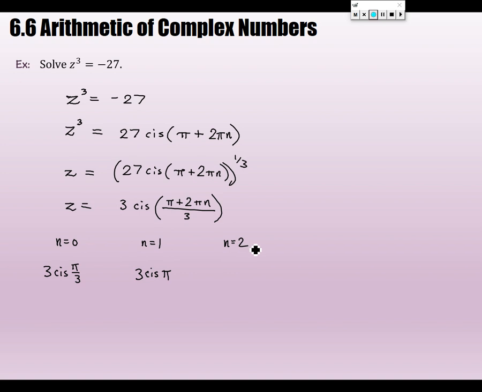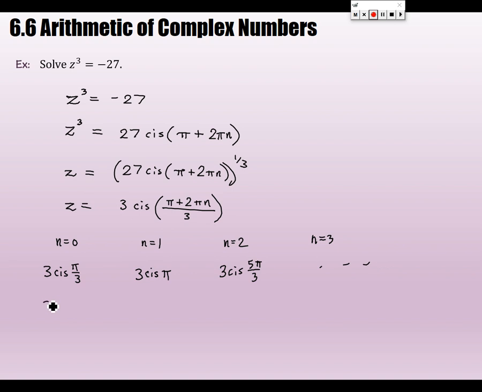n equals 2, we should do as well. What do we get there? 3 cis 5 pi over 3. And if you do n equals 3, what do you get? 7 pi over 3. But what's that? That's just coterminal to the original one. So you can keep doing them, but you'll just get the same answers. Okay, that's good. We only expected 3. That's all we're asking for in life.